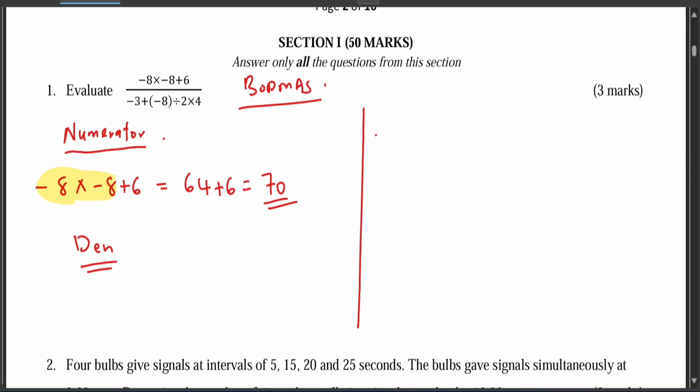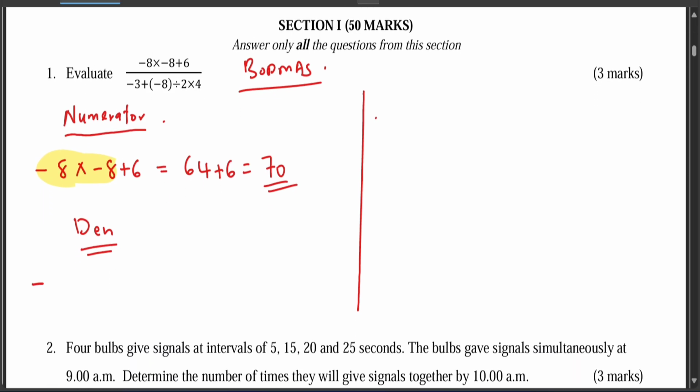So the denominator hapo sasa kuna -3 plus -8 then divide by 2 times 4. So hapa kuna bracket yako ni wapi? Ni hii hapa. So plus -8 itakuwa -8. So -3 -8 divided by 2 times 4, then kuna division, kuna off. So we are taking -8 divided by 2 to give you -4, then multiply it to 4.